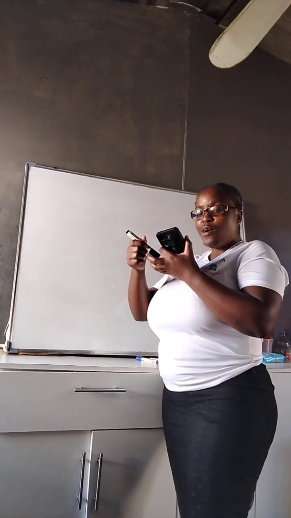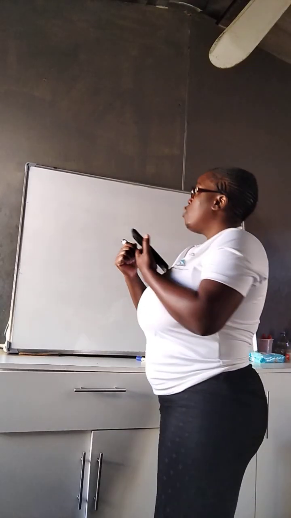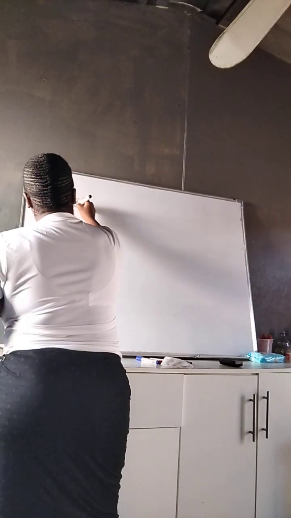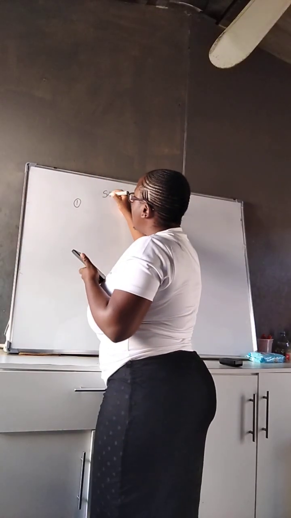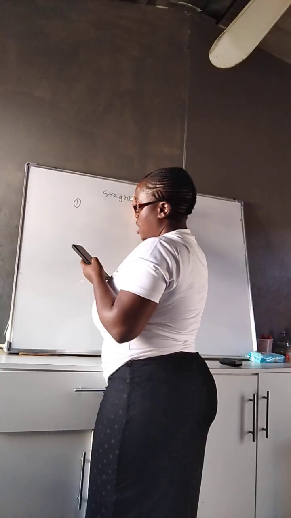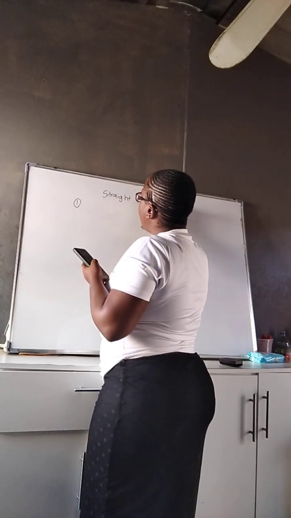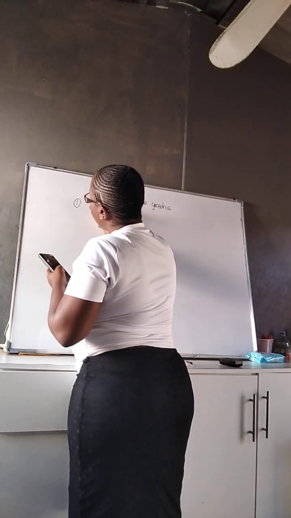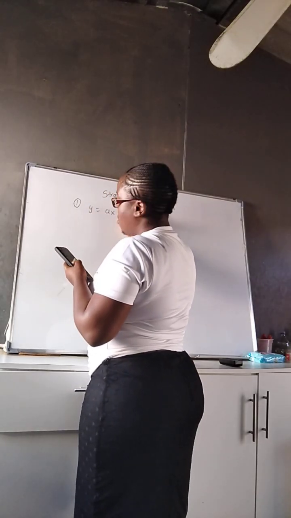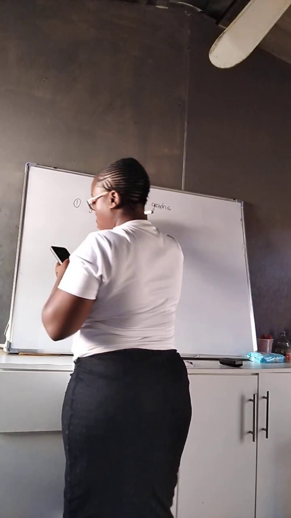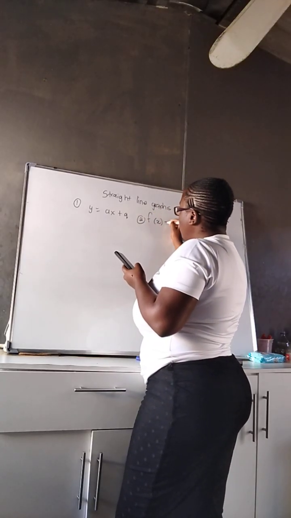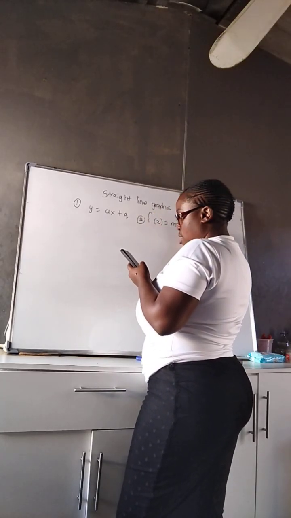So I'm going to talk about a straight line graph. A straight line graph is characterized by, number one, y is equal to ax plus q. Number two, f of x is equal to mx plus c.